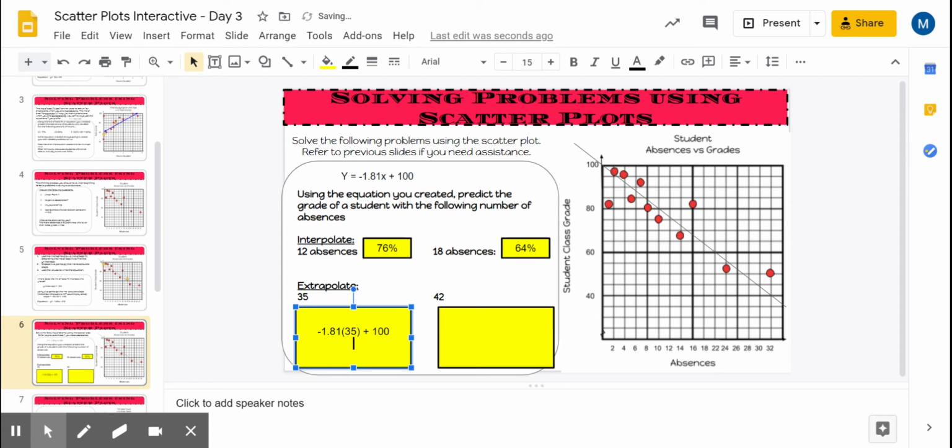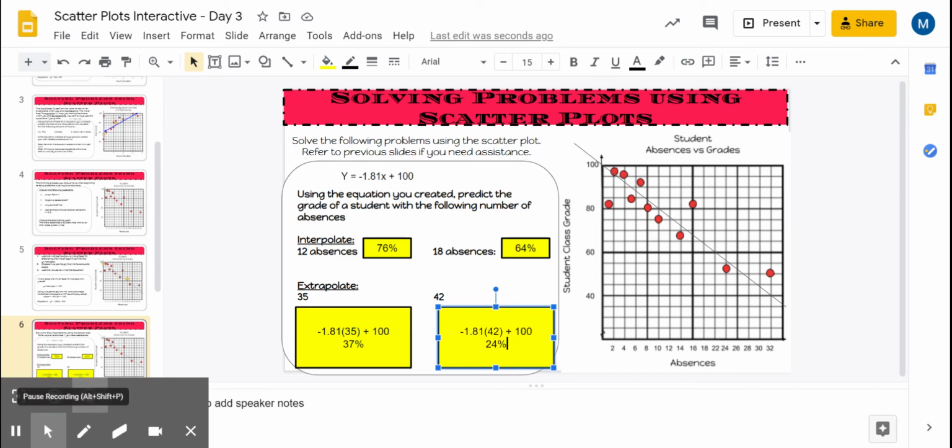All right. And then I'm going to just punch that in my calculator. Negative 1.81 times 35 plus 100 is 36.65. So I would round that to 37. And we're talking about the class grade, so somebody with that score would have a 37%. All right, and we do the exact same thing for this one. I'm going to pause and do it, and you guys can pause and do it on your own, and we'll compare answers in a minute.